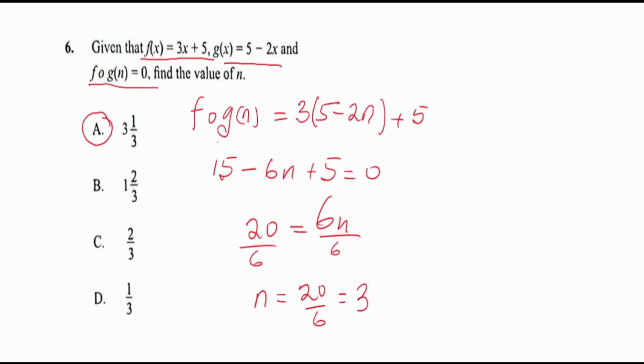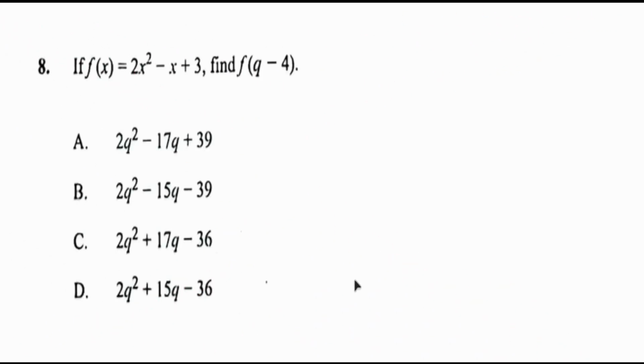So that is 3 whole number 1 over 3. We move to the next problem. Question A says that if f of x equals 2x squared minus x plus 3, find f of q minus 4. Simple. This is what we're going to do.